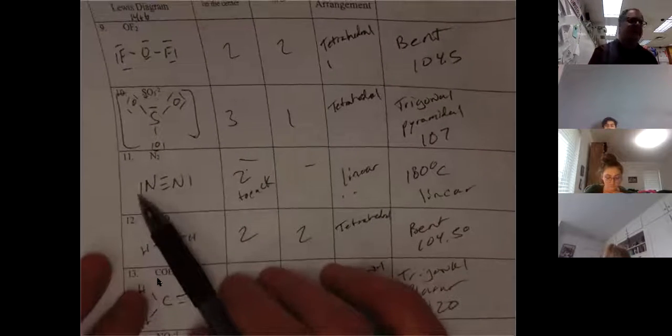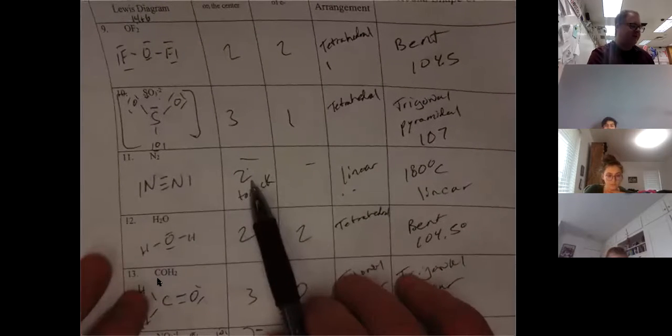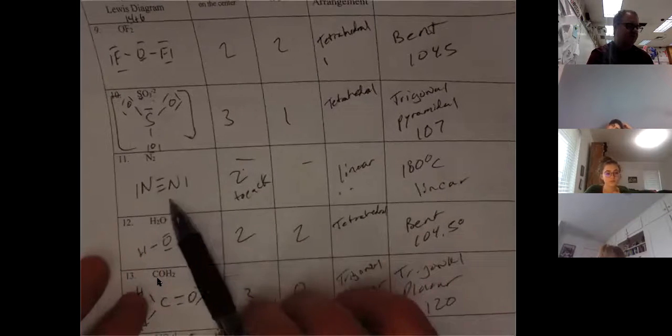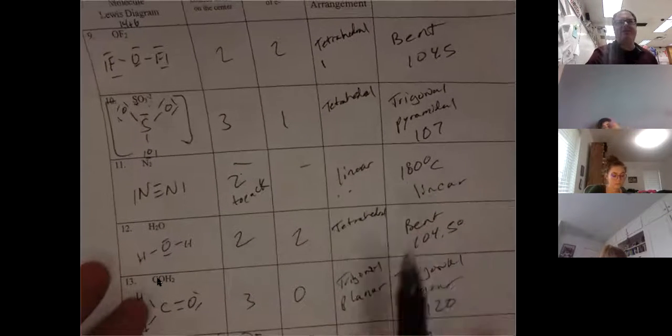Somebody asked me about N and N. In reality, you don't have a central atom, so I would just put not available, because there's just 2. And if there's just 2, it has to be linear.